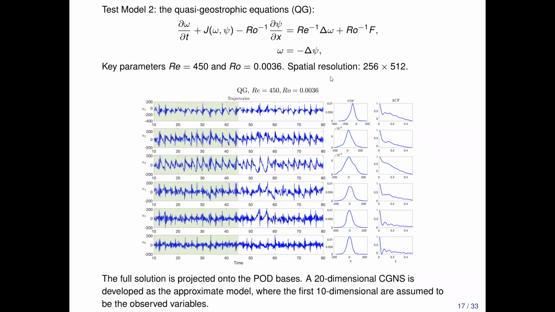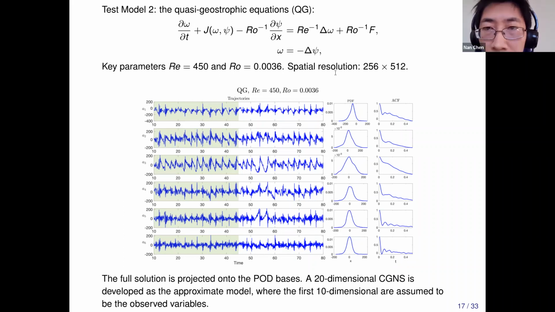Excuse me, can I ask a question here? Sure, please. 20 dimensions, do you mean 20 POD dimensions? 20 POD dimensions, yes, exactly. And that's enough to capture basically the dynamics here in this example? Yeah, in this regime, we can capture like 95% of the energy. Okay, thank you. Yeah, that's a good point.